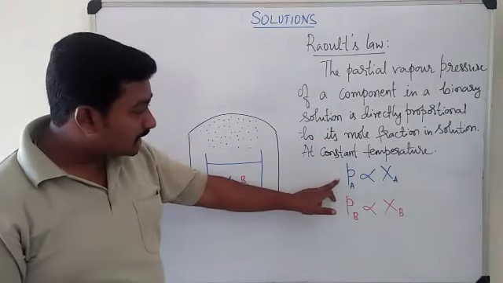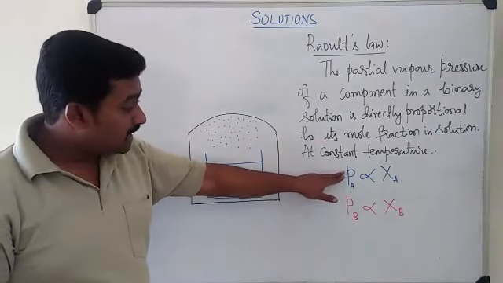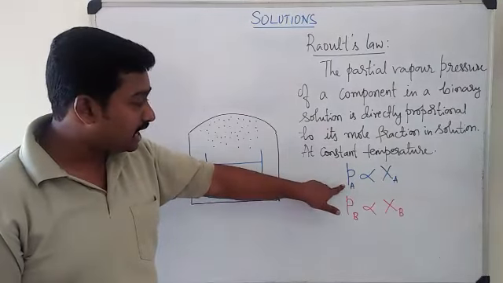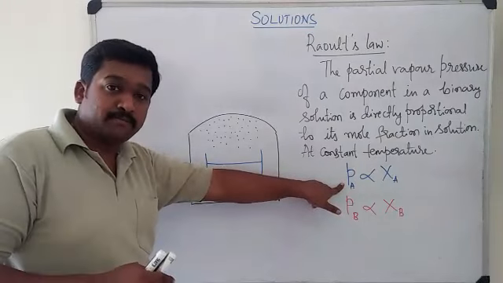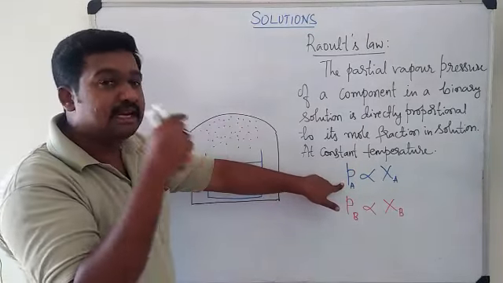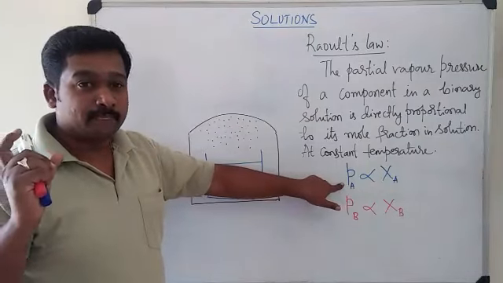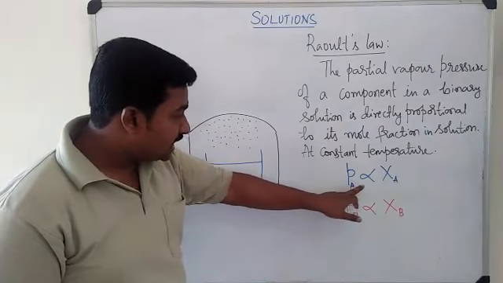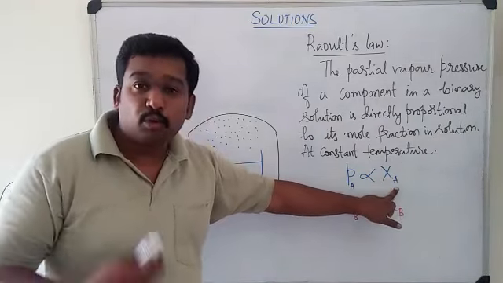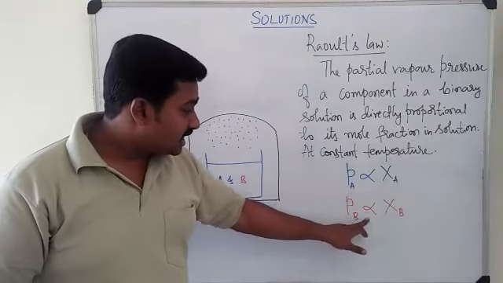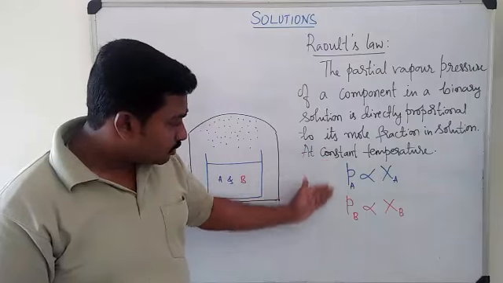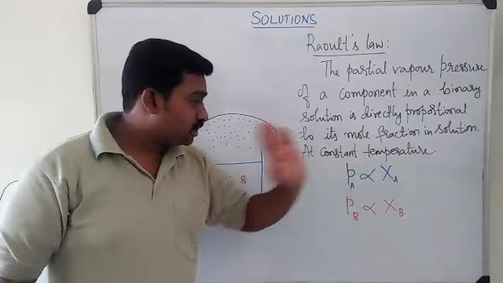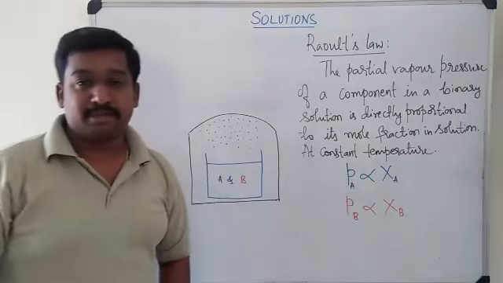According to this statement, mathematically we may write like this. P A, partial pressure of A. I have not written P naught A here, please remember this is P A. This we write whenever it is in a solution. If I write P naught A, it means it is a pure component. This is not a pure component, I have got two components here. So P A is directly proportional to X A, that is the mole fraction of A. P B is directly proportional to X B. Seems to be a very simple statement, right? P A is proportional to X A, P B is proportional to X B.